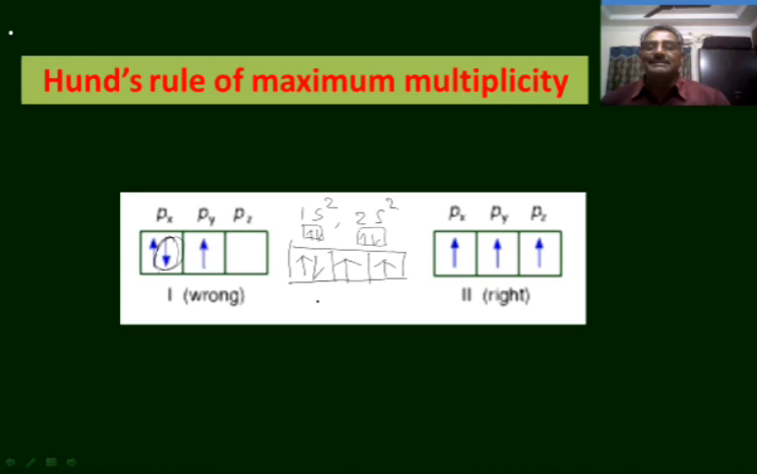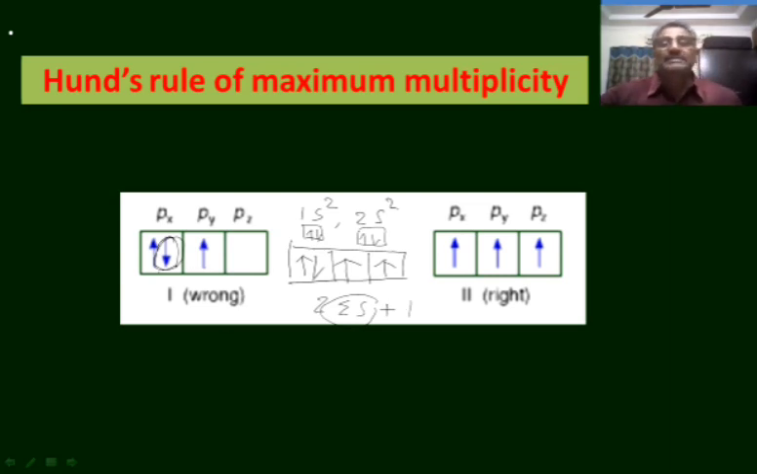We already discussed that the multiplicity is defined as 2Σs + 1, where s is the spin of the electron. Σs represents the total resultant spin of all the electrons. If more unpaired electrons are present, the Σs value will be more, so the spin multiplicity will be more. If spin multiplicity is more, the stability of the atom will be more.